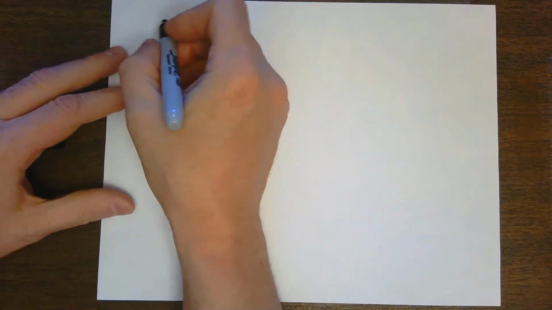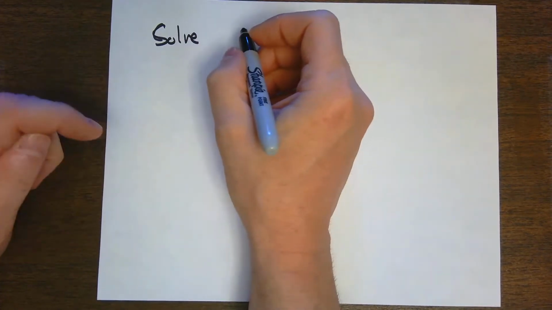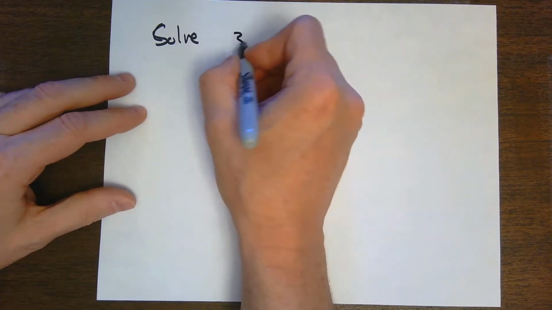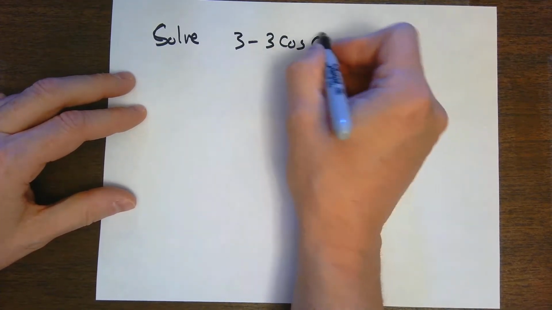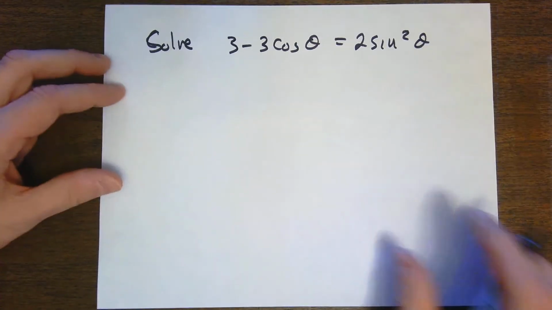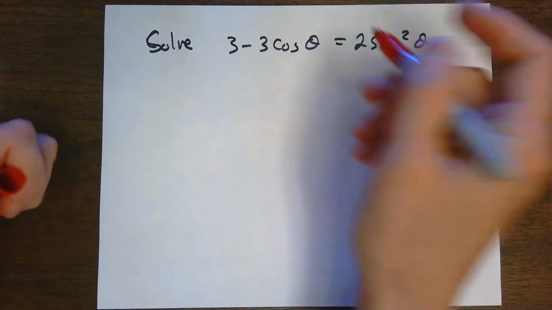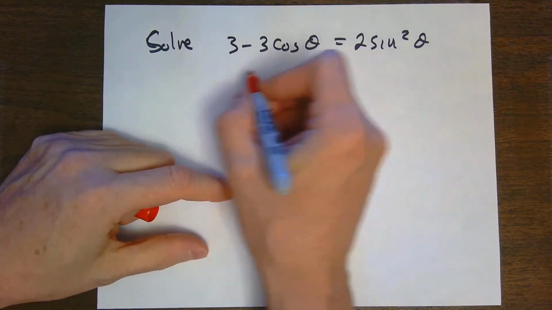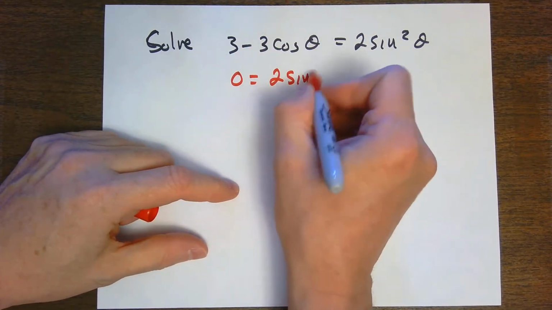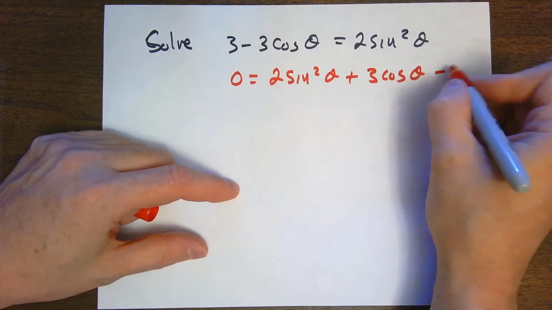All right, let's take a look at another one. So let's solve something like 3 minus 3 cosine theta equals 2 sine squared theta. If I put this in standard form, I'm going to subtract the 3 and add that. I'm going to get 0 equals 2 sine squared theta plus 3 cosine theta minus 3.